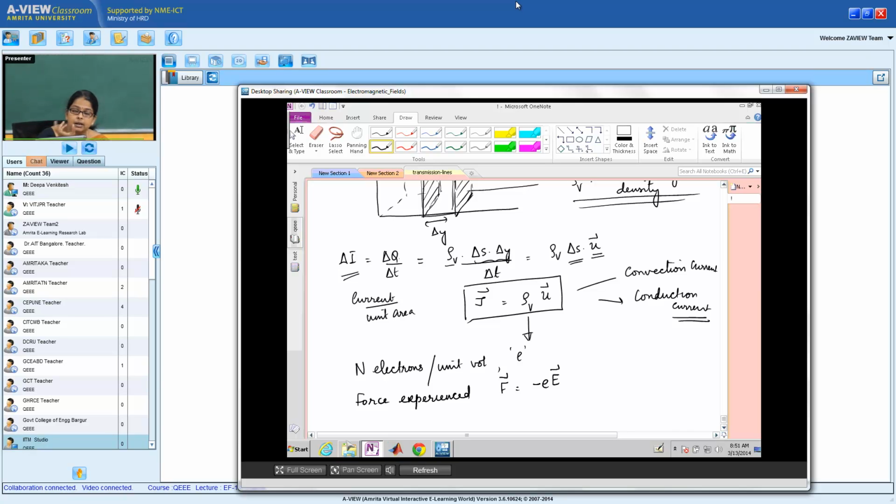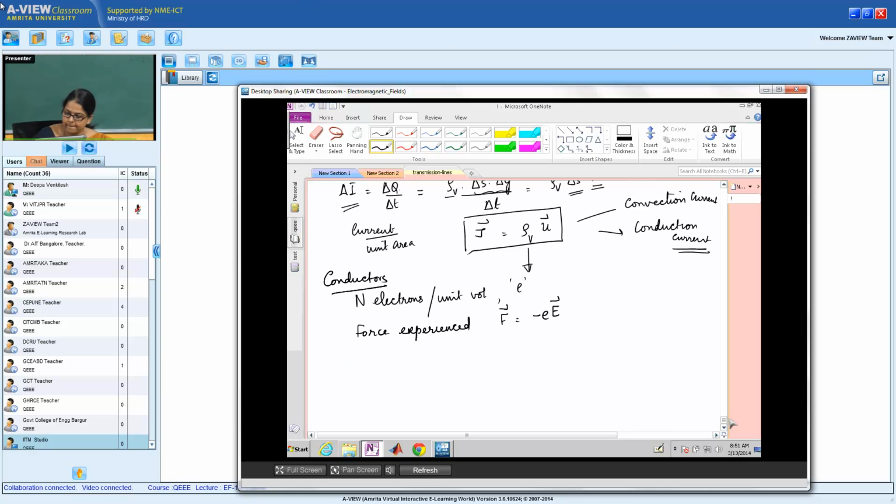A conductor is a material where there are a large number of free electrons. Say n is the number density. Then the force experienced is this. I can use Newton's laws and say that the rate of change of momentum of the electrons is this force.